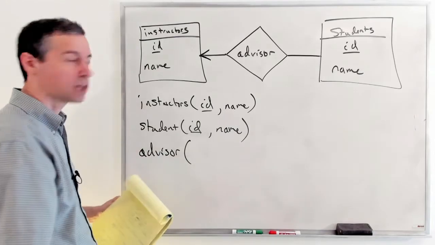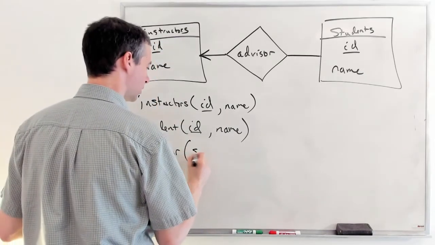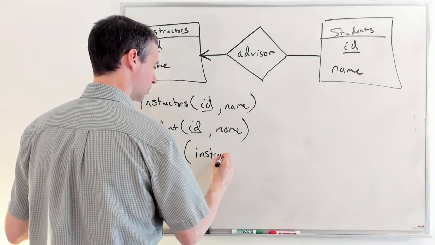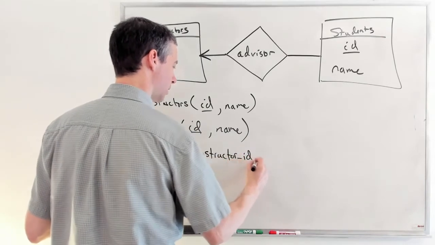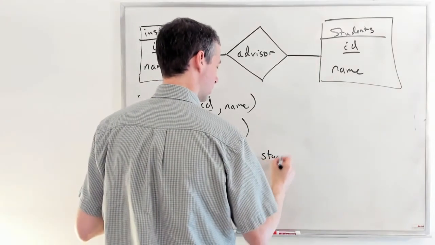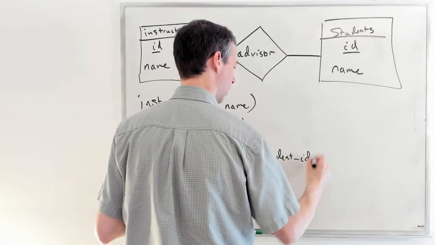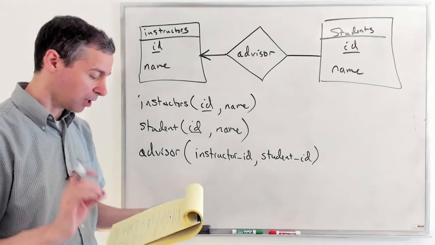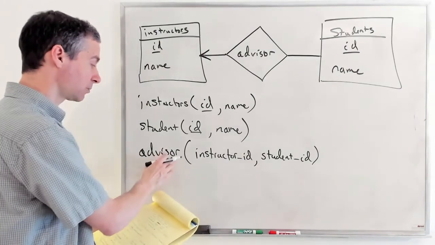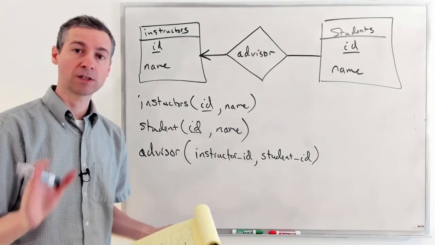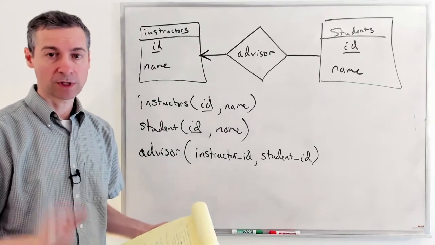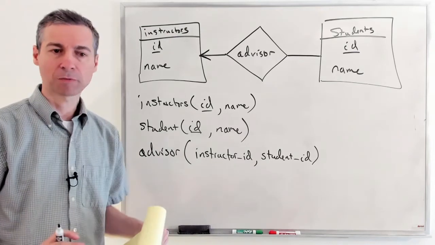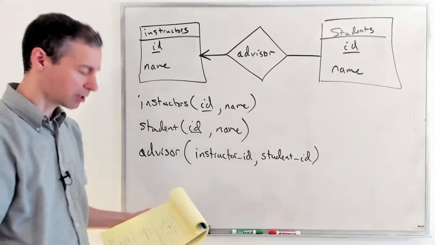So a nice convention would be, let's name this one in the singular instructor underscore ID, and this one student underscore ID. All right, but again, I said we have to figure out what the primary key is of this relation. All of our relations need to have a primary key so that they can be in first normal form. And we also need all of our attributes to be atomic. All of these attributes are atomic.